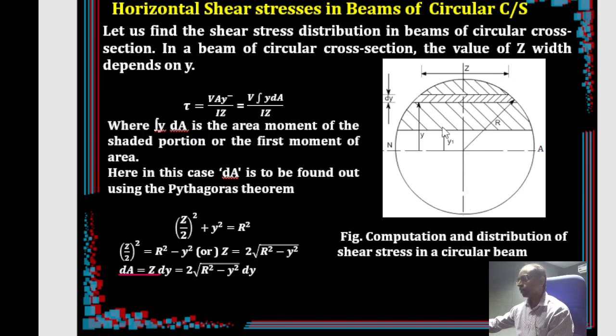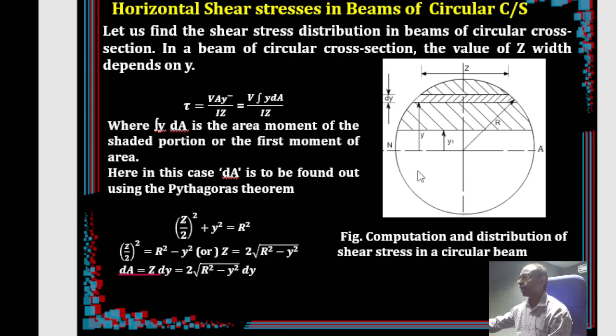So how to do that? We have taken, at a distance y1, a plane. This is the plane area that we have taken, right? Always you have to take a plane for a shear calculation. After taking that you shade it, because this is the area of our concentration. So we have taken at a distance y1 a plane. This is the shaded area.